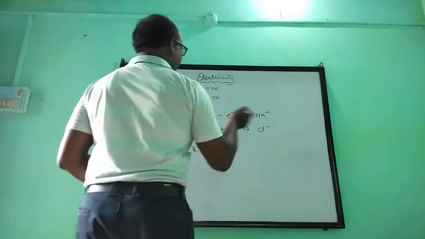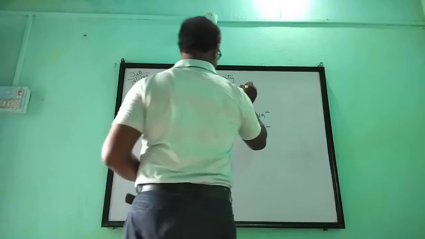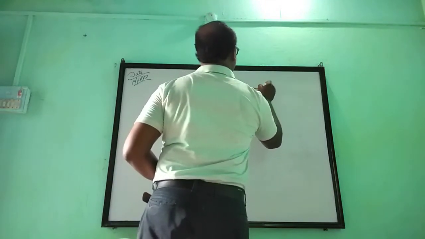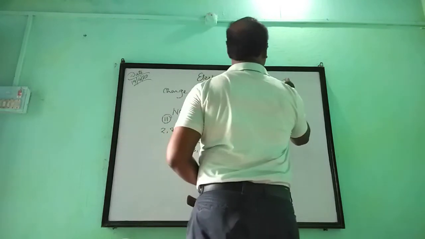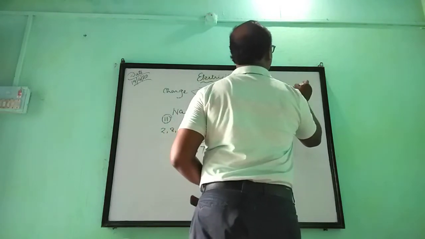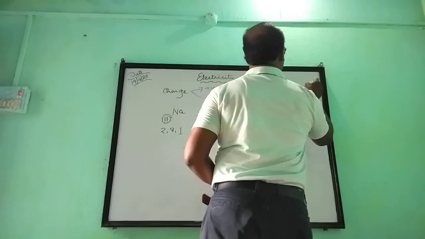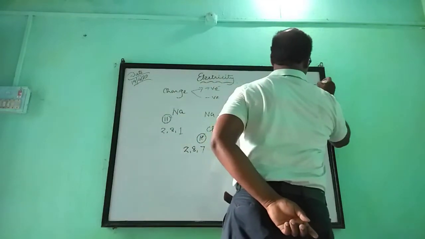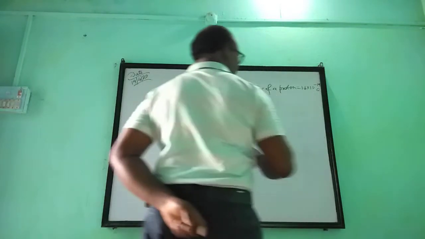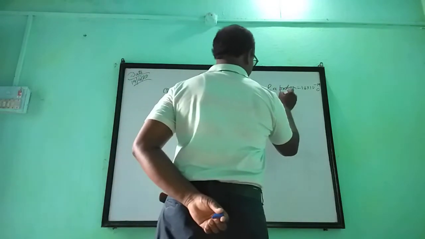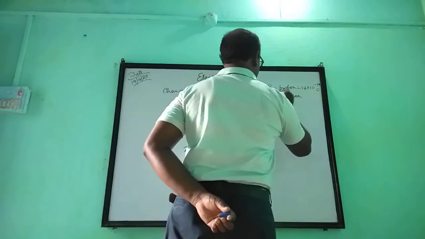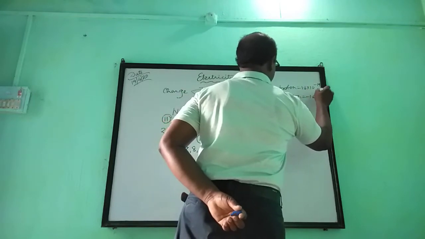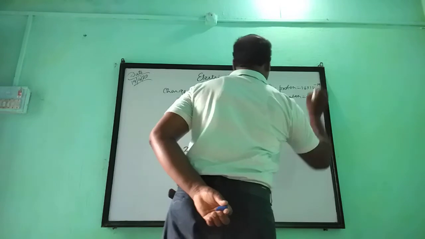And what is the value of one positive charge? That means the charge of a proton equals 1.6 into 10 to the power minus 19 coulomb. C for coulomb. And the charge of an electron equals minus 1.6 into 10 to the power minus 19 coulomb.